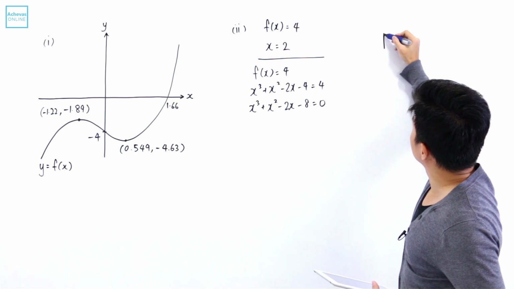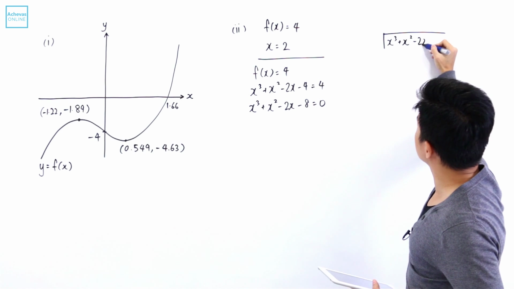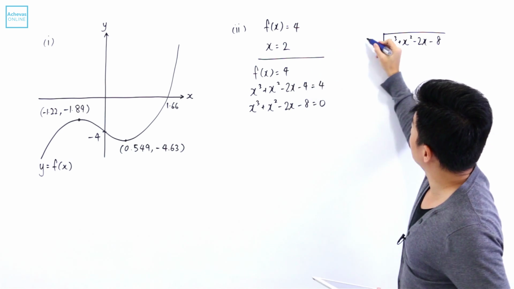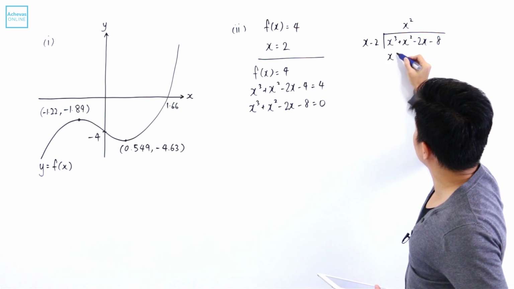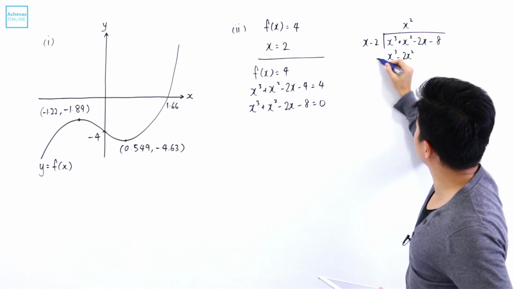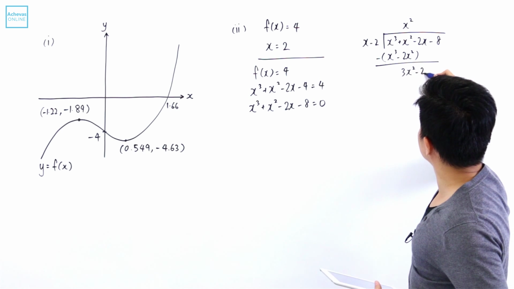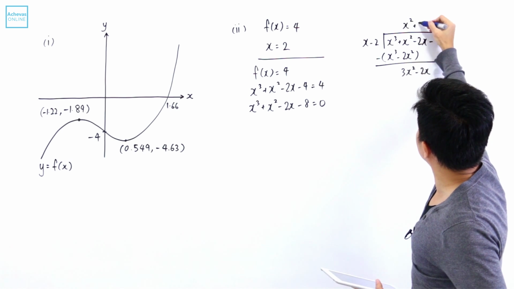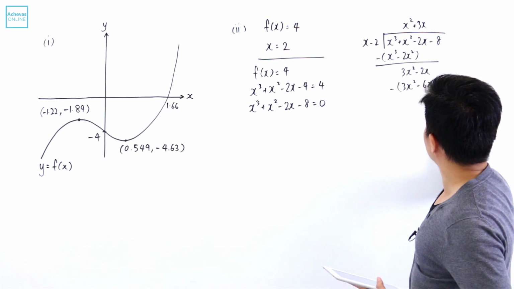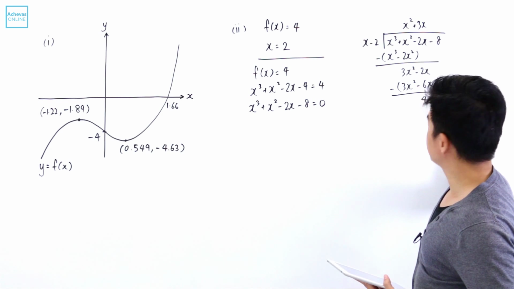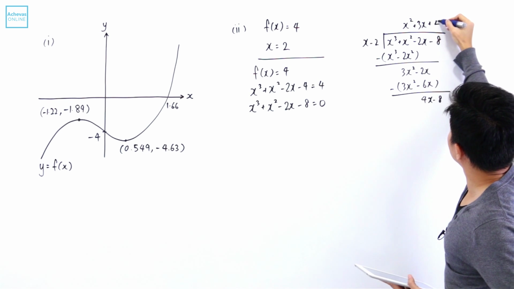If I were to carry out a long division, it is going to be x^3 + x^2 - 2x - 8 divided by x - 2. So here it is going to be x^2. So x^3 - 2x^2, minus, this is going to give me 3x^2 - 2x. Here I will multiply it by 3x. So 3x^2 - 6x. And this I will get a 4x. So 4x - 8. Then here I will add a plus 4.